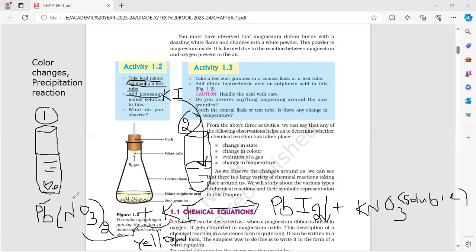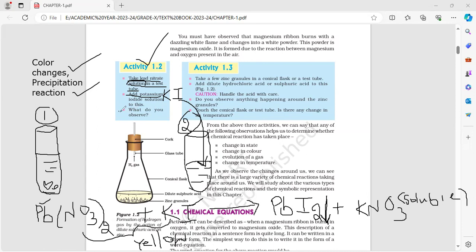Now observe here. When lead nitrate and potassium iodide solutions are added, the color changes to yellow, and the precipitate, lead iodide, settles at the bottom in solid state. This is what we observe in activity 1.2. So activity 1.2 is which type of reaction? A precipitation reaction. And what about the color? The color also changes to yellow.